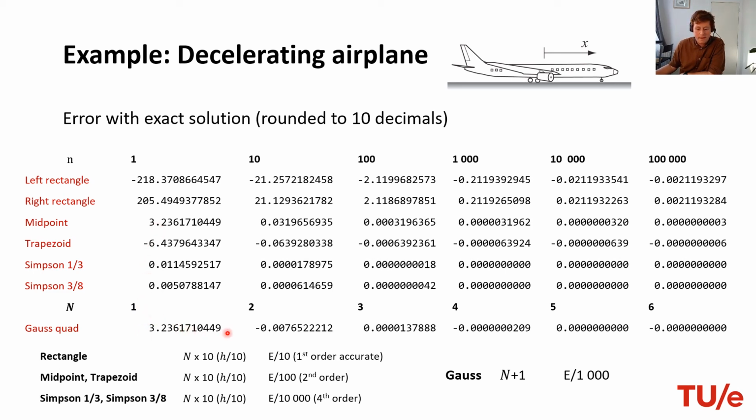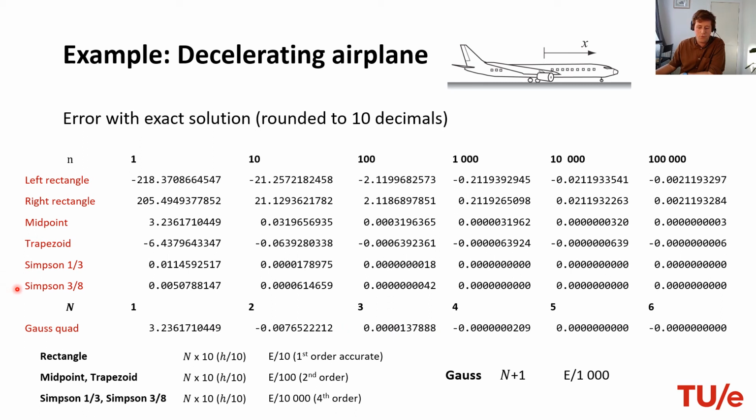But if we take 2 Gauss points, we see that already we have an improvement in the error of a factor of 1,000. If we take 3 Gauss points, again, this is about a factor of 1,000. So let's say 100 to 1,000 of improvement. And this keeps on going. After only 5 Gauss points, the error has been deemed negligible. So it's very small. Now, this is fundamentally different behavior than what we see in these Newton-Cotes methods.